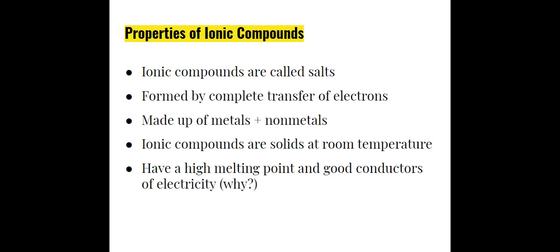So what are the properties of ionic compounds? Ionic compounds are salts, which is why sodium chloride, aka table salt, is a salt. They are formed by the complete transfer of electrons. They are made up of metals and nonmetals. They are solid at room temperature, and they have a high melting point, and they're good conductors of electricity. Would anybody like to hazard a guess as to why they're good conductors of electricity?